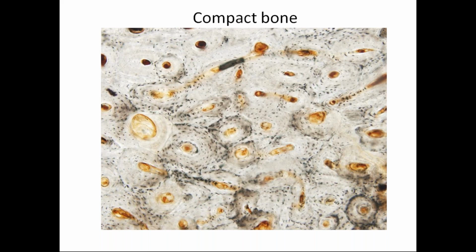It has calcium and phosphorus salts, so it gives it rigidity. Another difference between bone and cartilage is that cartilage is avascular and gets its nutrition by diffusion, while bone is an extremely vascular tissue.